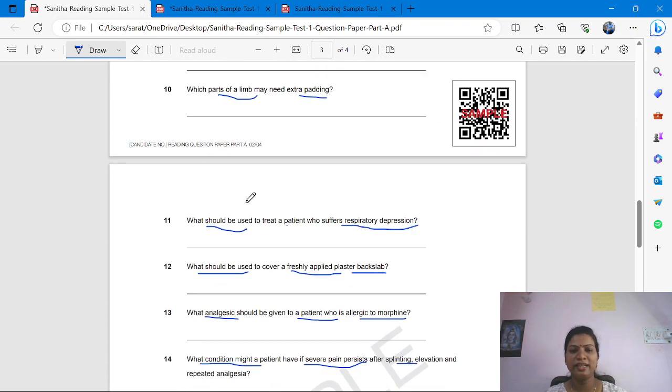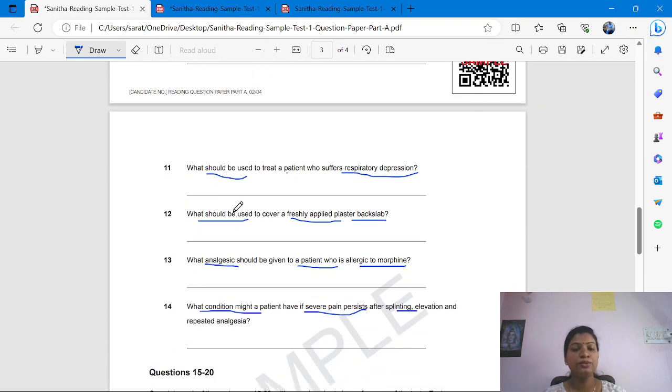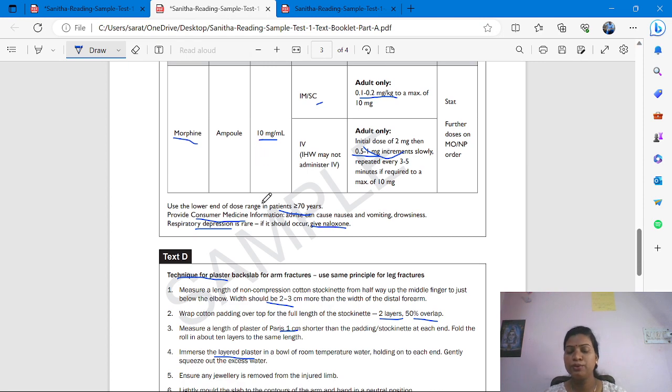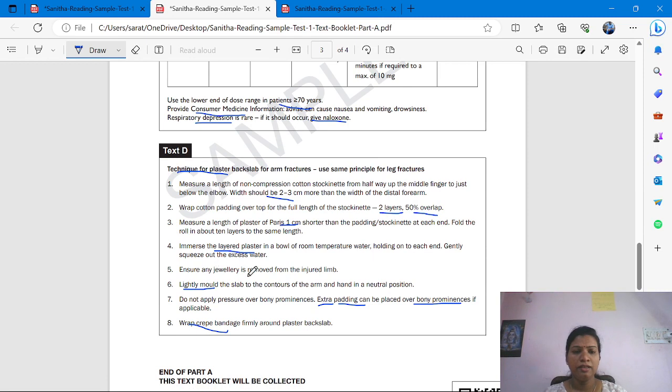Okay, are you getting it? Next: what should be used to cover a freshly applied plaster back slab? A freshly applied plaster back slab, what should be used to cover? Here you have to go to the techniques. Just skim here, you can easily find out the answer. See, if you practice skimming and scanning, you can easily find out the answer.